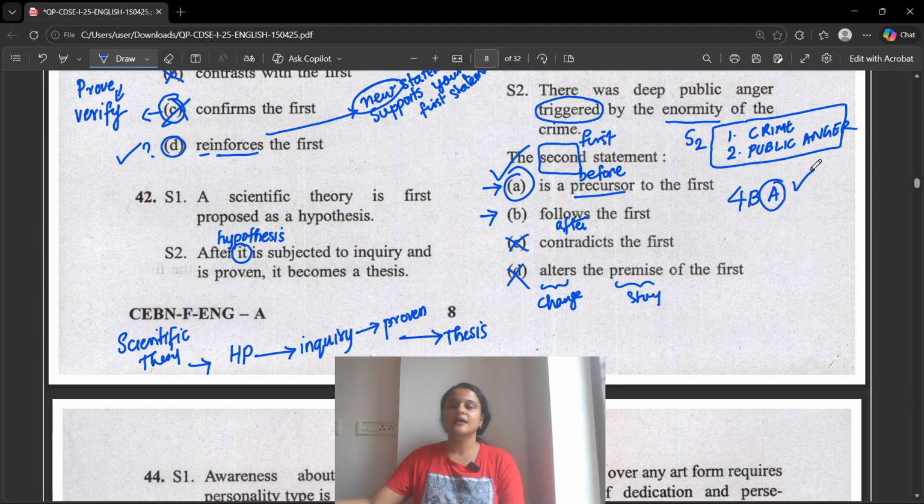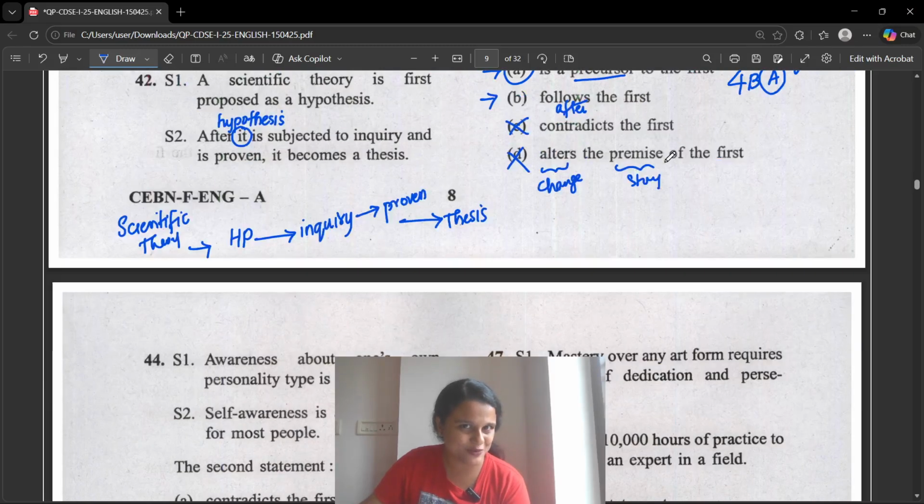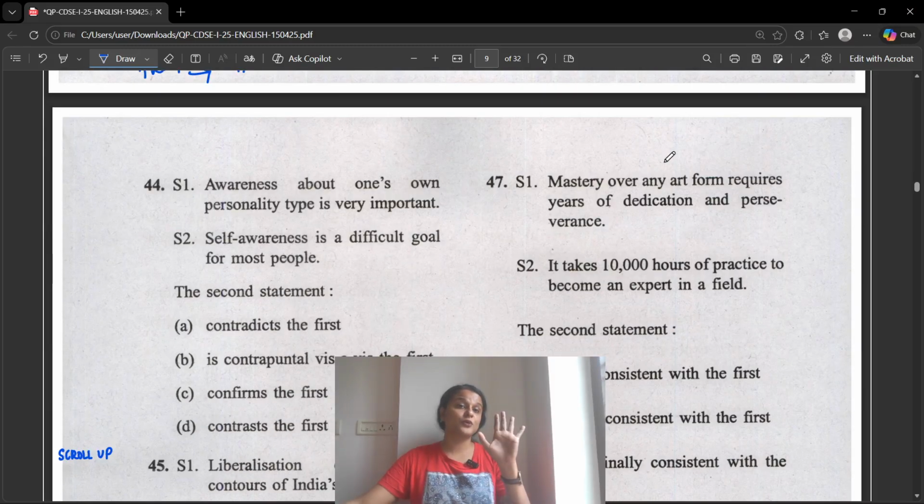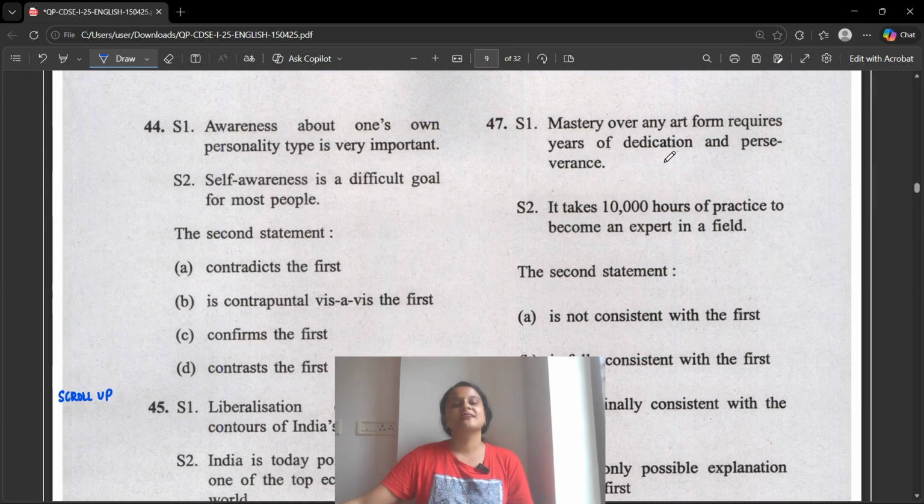Okay, cool. Now let's do two more and then we'll stop it for the time being. Fine. I hope you're not overwhelmed so far. Fine. Let's read question number 44. Statement number 1. Awareness about one's own personality type is very important. Statement number 2. Self-awareness is a difficult goal for most people.